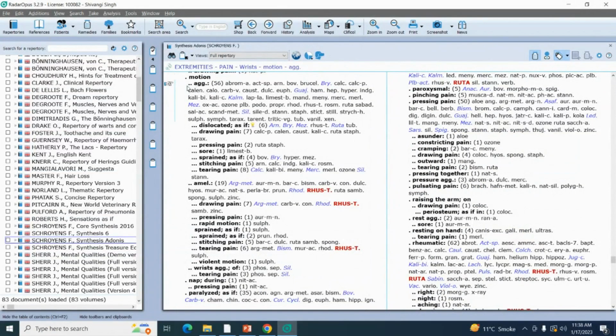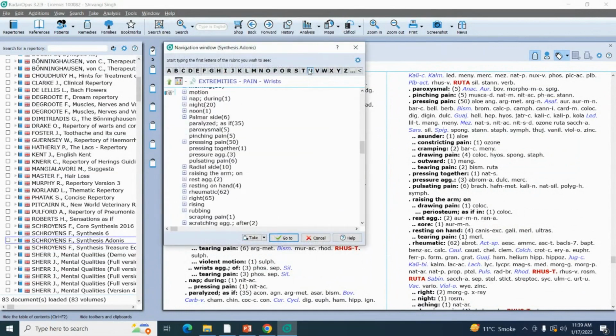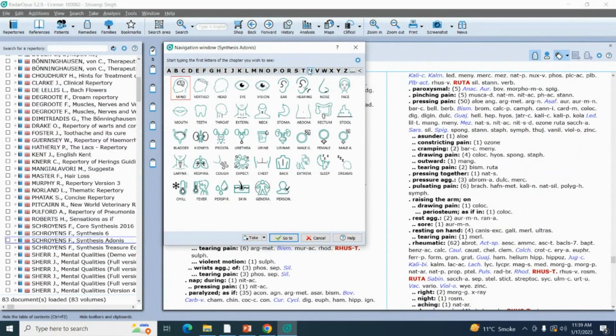I'm going to take this, that is from Extremities chapter, pain, wrist, motion, aggravation. I'm going to add this rubric with the help of my second method, and my second method is the plus button on my keyboard. Now, as soon as I click on my plus button, my rubric is added to the clipboard. Now I'm going to take my next symptom.